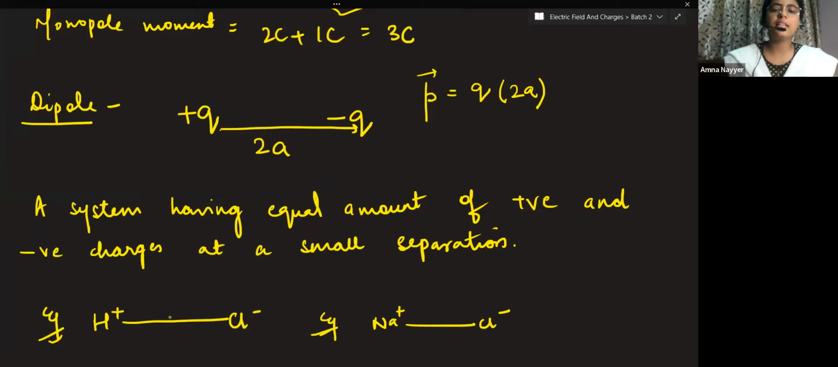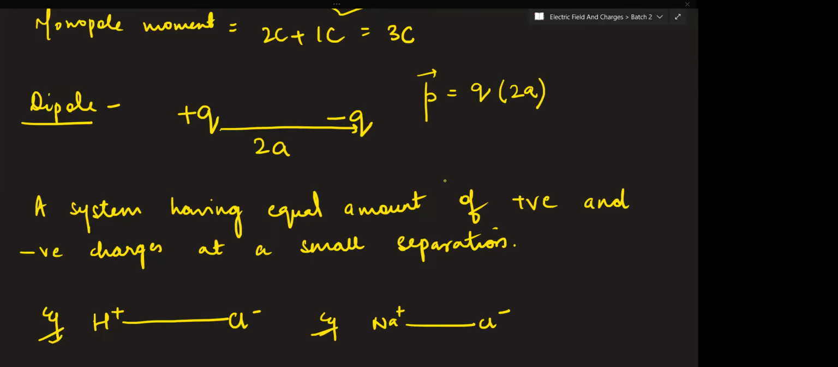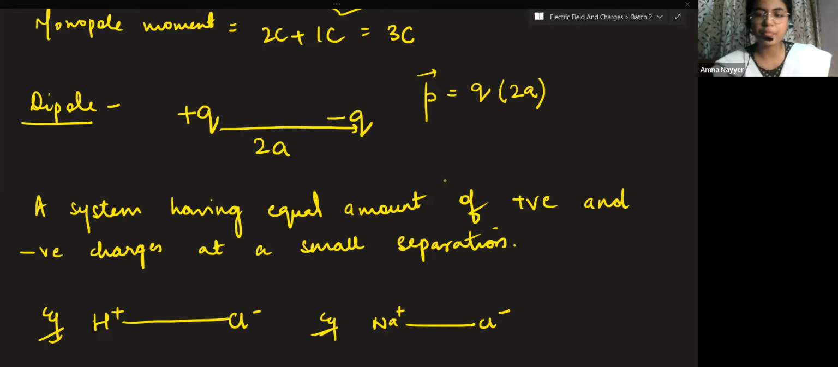So what will be the unit of dipole moment? Coulomb meter, because the SI unit of charge is coulomb and the SI unit of distance is meter. So it will be coulomb meter.